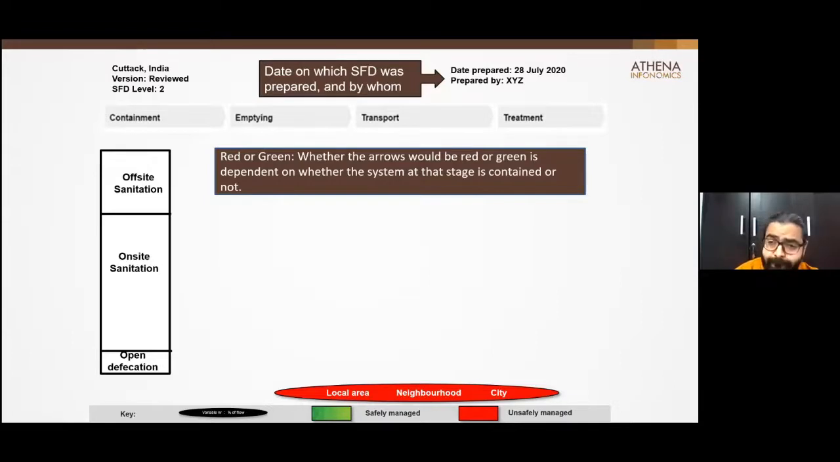So I'll repeat. You need to ask yourself, are you able to contain the flow or spread of pathogens from excreta to the general public at that stage? If the answer is yes, we are able to limit that pathogen transmission, then your arrow turns green. But if the answer is no, because of XYZ reason, there is a possibility of pathogen transmission, then your arrow is going to be red.